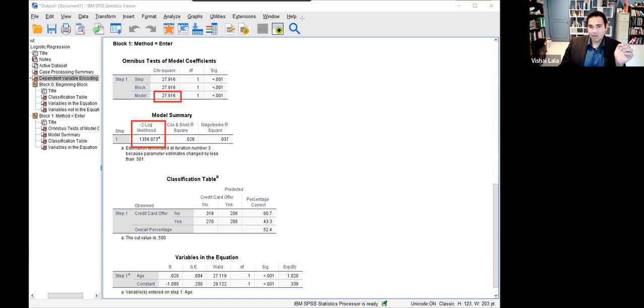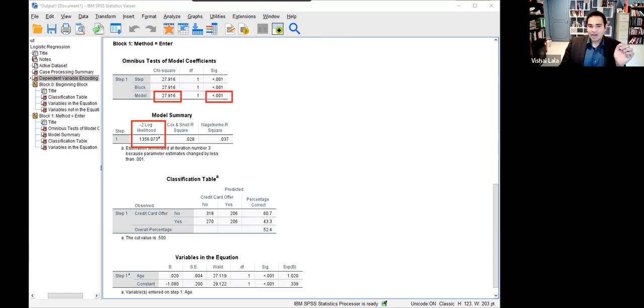That model chi-squared reflects how much better your model is than the baseline. Now, we really want to see that our model is better than our baseline, and that's borne out by the p-value for the model chi-squared. So long as that p-value is less than 0.05, we would feel fairly confident that our model is better than the baseline model.